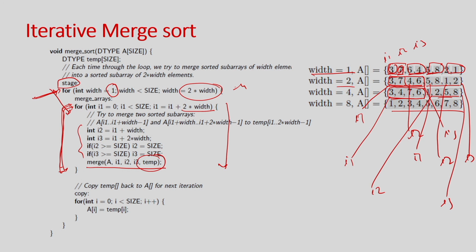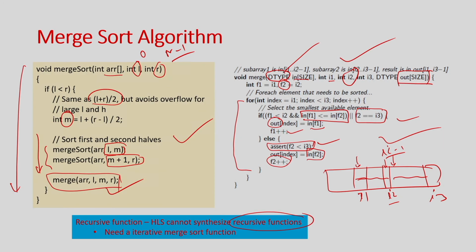And then once everything is done, as I mentioned, the temp is my sorted array, which I should copy to the original array, because that is the array I want to sort. So I am just copying the data to that. So this is the function, along with my merge function.